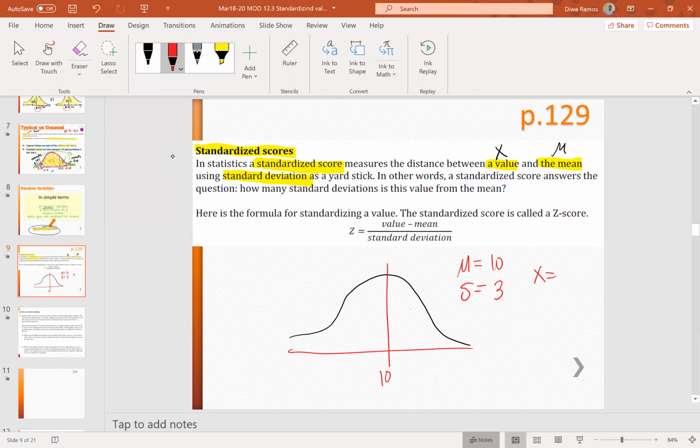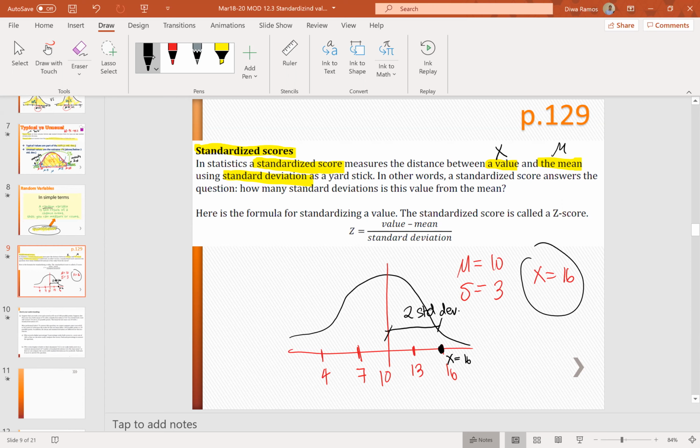If x is equal to 16, we know that the first spread from the mean will be 13, followed by 16 if we go by the standard deviation. So this is 7 and this is 4. Subtract 3 each time. Because our value is x equals 16, we can find x equals 16 right there, which is 2 standard deviations away from the mean, isn't it?